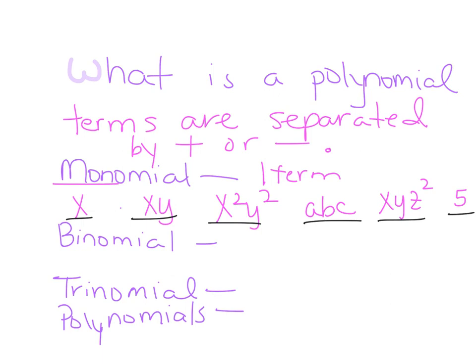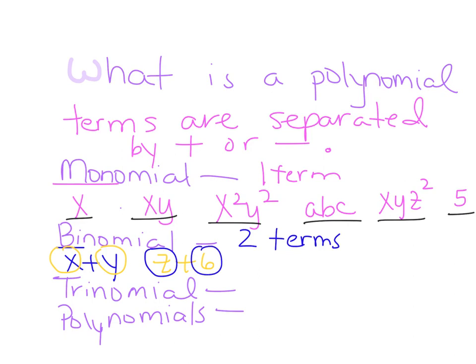Okay, so binomial, the prefix is bi, which means binomials have 2 terms. Something like x plus y is 2 terms. What do I mean? There's one term and one term separated by an addition sign, so that's 2 terms, a binomial. We could do something like z plus 6, because the z is a term and the 6 is a term. There's one addition sign separating the 2.